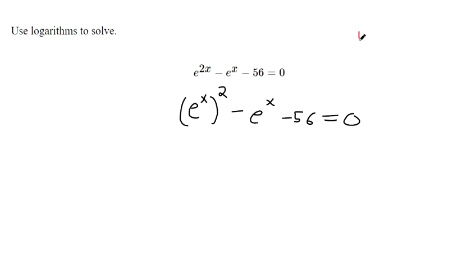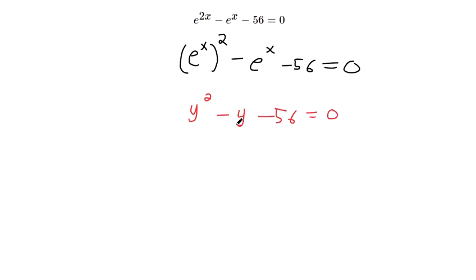So a nice way to do this might be to say that y equals e to the x. That way you can replace all those e to the x's with something simpler, with y. And now we just have a quadratic equation. You could use the quadratic formula, or you could solve by factoring.